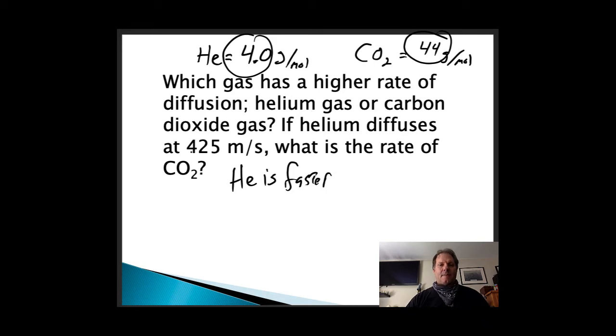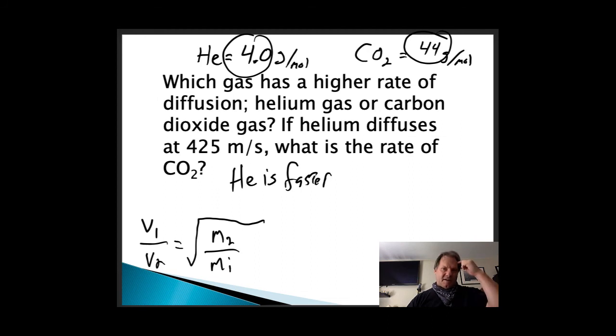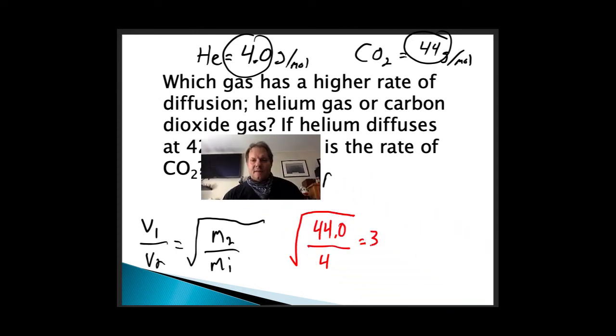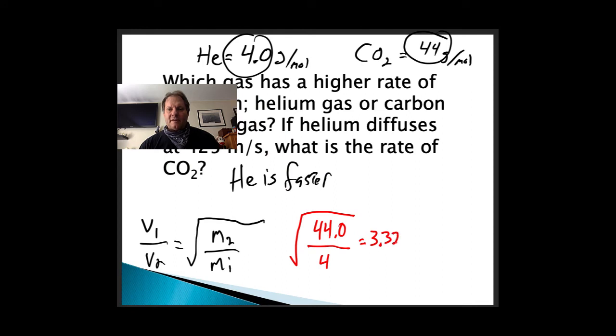How much faster? So what we're going to do is use Graham's law to quantify this. I'm not going to worry about velocity rate calculations. I'm going to use my noodle right now. I know that helium is faster. If I can take a look just at this part of Graham's law, I'm going to take the big mass divided by the small mass, and then take the square root of that quantity. So the square root of 11 is 3.32. That tells me that helium is 3.32 times faster.